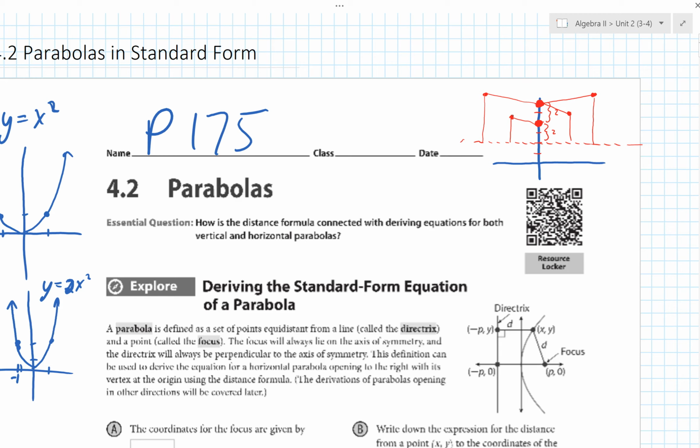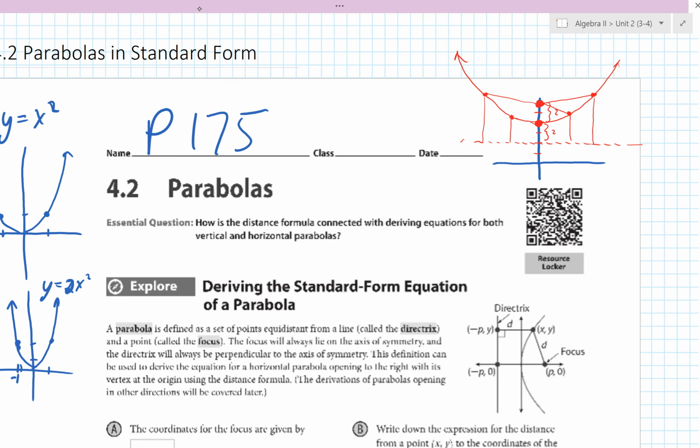And so if I do that for all the possible points in the plane, then I get this parabola. So we still get a parabola, but it's just a different definition than we've ever looked at before.